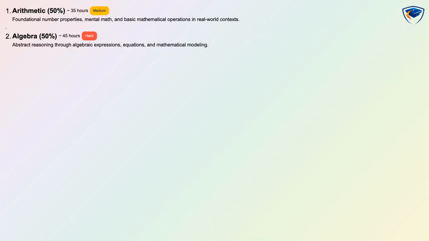This quantitative section is divided into two equal domains, each carrying 50% of the score, arithmetic and algebra, so mastering both is essential. The assessment format is conceptual plus scenario-based, which means you will be tested on understanding and applying concepts in realistic problems. Allocate your study time wisely because the listed estimated learning hours are 35 for arithmetic and 45 for algebra, reflecting their depth and difficulty.